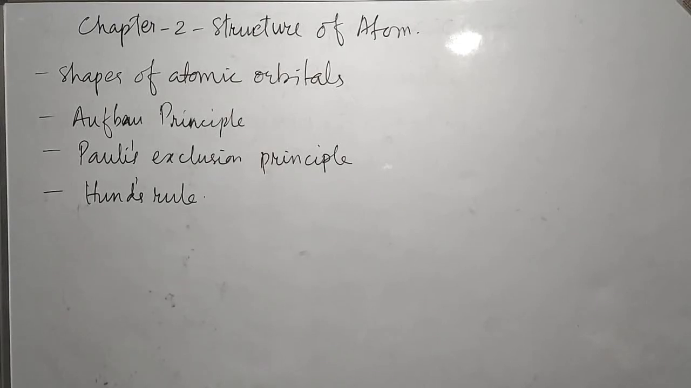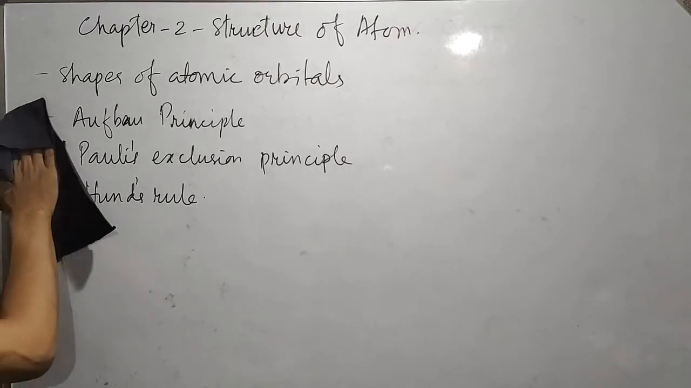In this part of the video, I shall be discussing the shapes of atomic orbitals, the Aufbau principle, Pauli's exclusion principle, and Hund's rule. Okay, so the first one is the shapes of atomic orbitals.